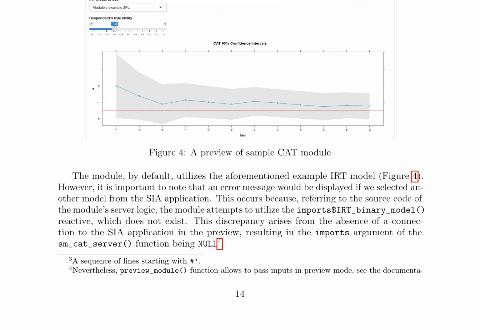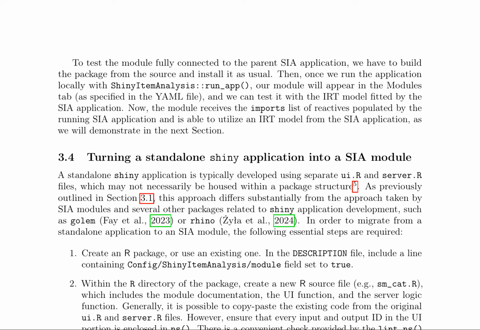However, if an error message is displayed when selecting another model from the SIA application, it is due to the absence of a connection to the SIA application in the preview, resulting in the imports argument of the SM_CAT_server function being null. Nevertheless, the preview_module function allows passing inputs in preview mode. To test the module fully connected to the parent SIA application, we have to build the package from the source and install it as usual.